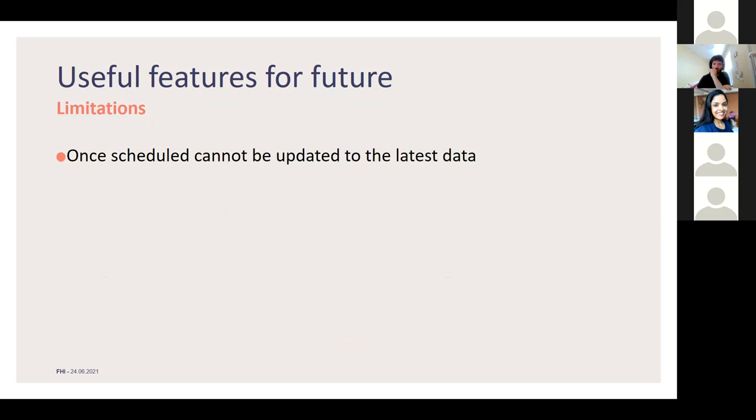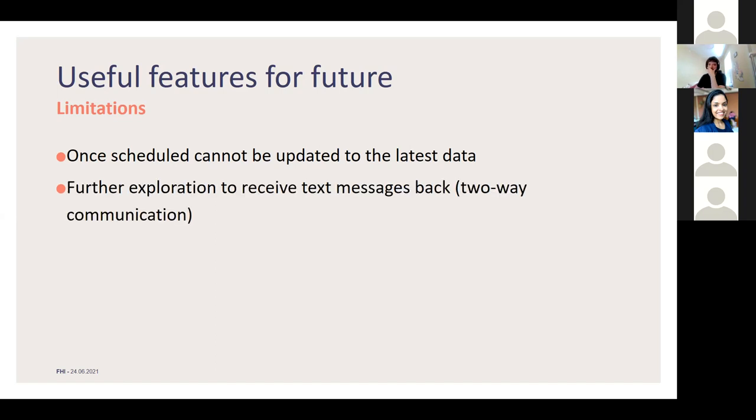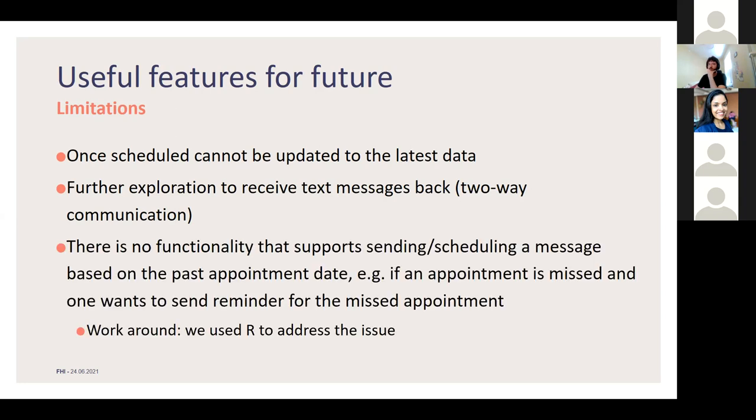So some of the limitations we faced throughout this design and development process: once the scheduled message is there, and then there is a need to update that scheduled date, for example, it's not possible, because once scheduled it can only be controlled when it is sent out from the gateway, but it's not possible to improve that through any program rules. We also need further exploration to receive text messages back. Two-way communication is supposed to be the gold standard in this type of communication.